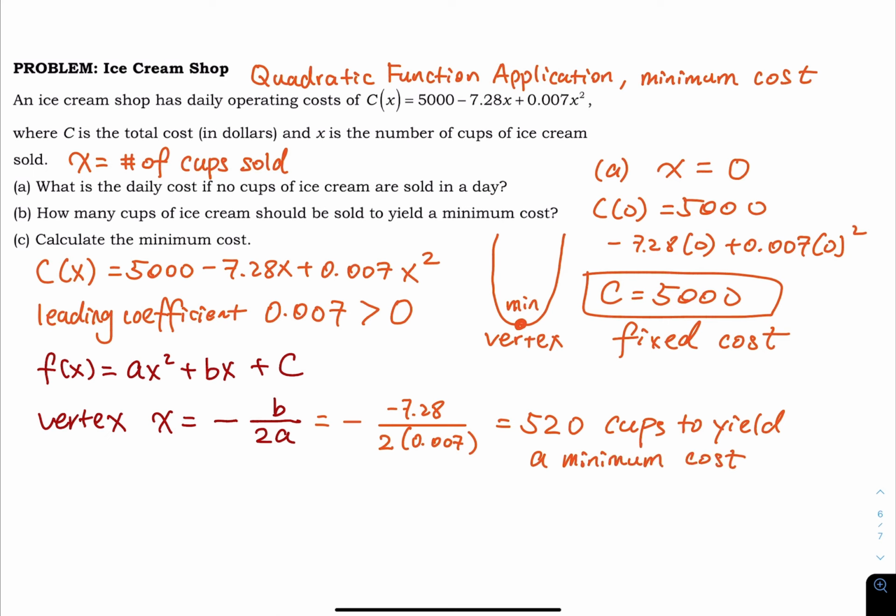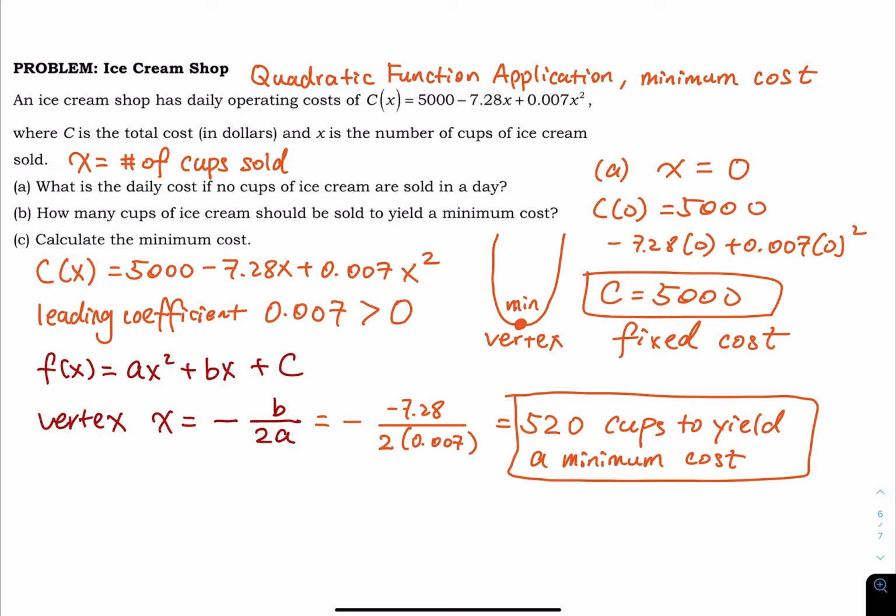So every day I open my business, I expect to sell 520 cups to give myself a minimum cost. Because for profit, you want your profit to be maximized. Revenue, you want your revenue to be maximized. But the cost, when you have to pay something, when you have to make your investment, you want to minimize the cost. So I have to sell that many cups of ice cream to get myself a minimum cost. Always box your final answer.